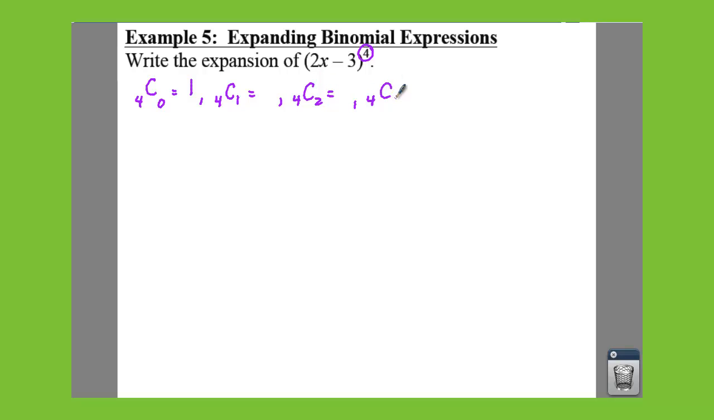Now the coefficients in your final answer may, but you're going to end up noticing a pattern that this number is going to end up being the same. This is a 1 back here. This ends up being a 4, a 6, and a 4.